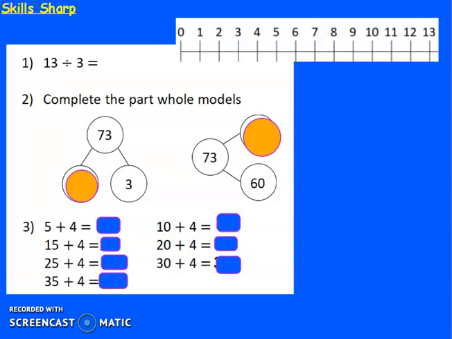Welcome back, Year 4. Let's have a look at these together. Okay, the first question was 13 divided by 3. I've chosen to use a number line, so I've drawn a number line up to 13, and I'm going to count back in threes.